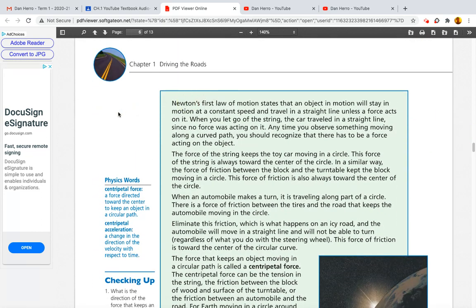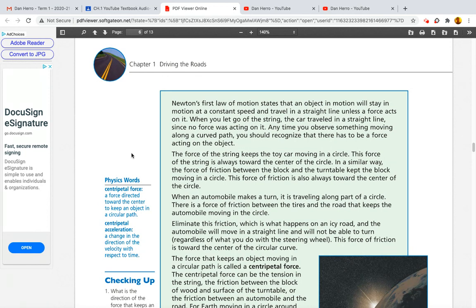Newton's first law of motion states that an object in motion will stay in motion at a constant speed and travel in a straight line unless a force acts on it. When you let go of the string, the car traveled in a straight line, since no force was acting on it. Anytime you observe something moving along a curved path, you should recognize that there has to be a force acting on the object. The force of the string keeps the toy car moving in a circle. This force of the string is always toward the center of the circle.